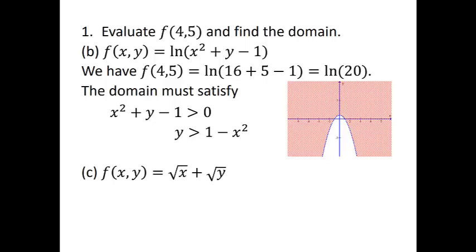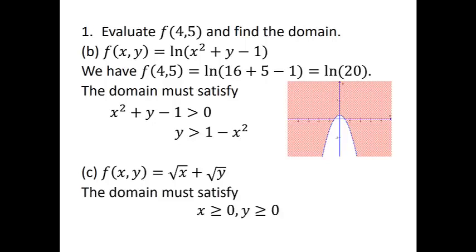Suppose f is the function square root of x plus square root of y. We have two square roots. They both must be independently happy. So x must be greater than or equal to 0, and y must be greater than or equal to 0.